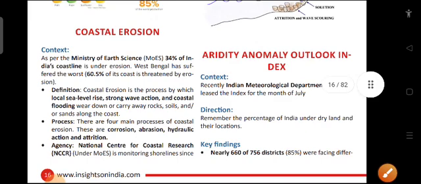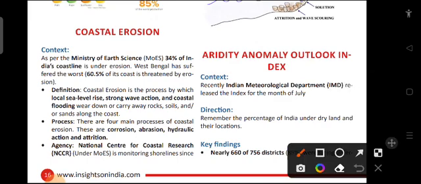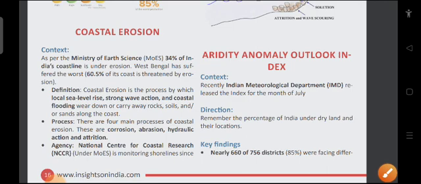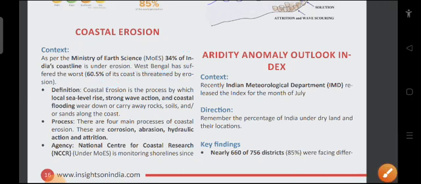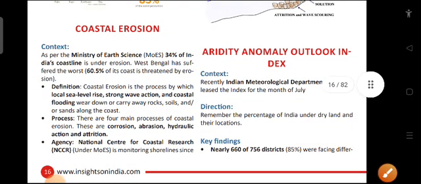Now what is the context in news? Recently, the Ministry of Earth Sciences (MoES) said 34% of India's coastline is under erosion. West Bengal has suffered the worst, that is 60.5% of its coast is threatened by erosion.